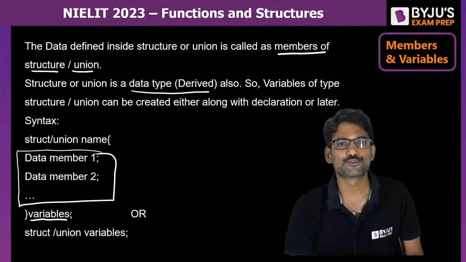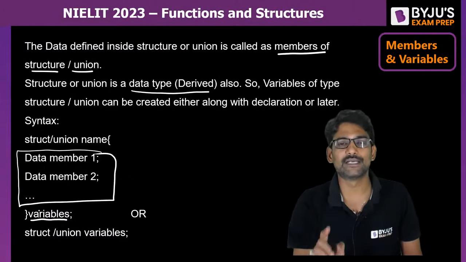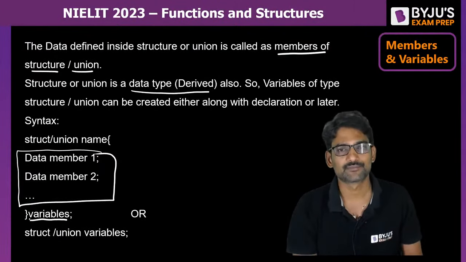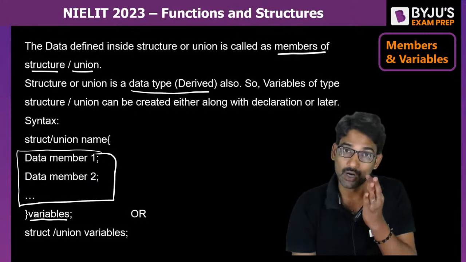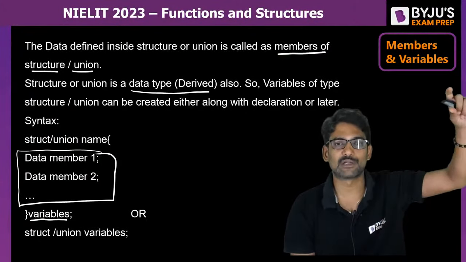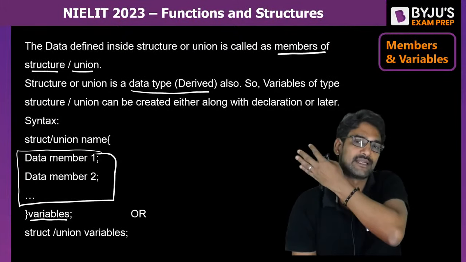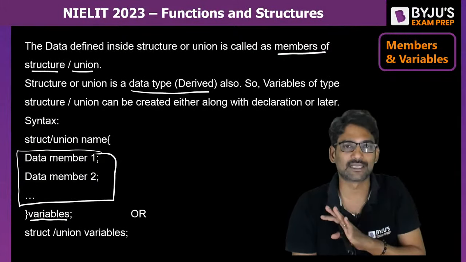So we can write variables along with the declaration of the structure like this once the structure is over, or later also you can create a variable. Like you can define the structure at one line, and after so many lines or in some other line you may create the variable like this: struct, name of the structure, name of the variable.